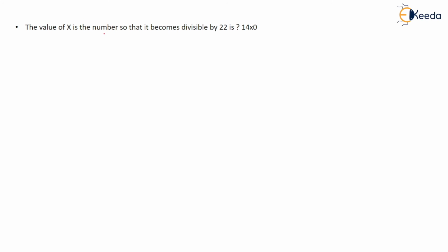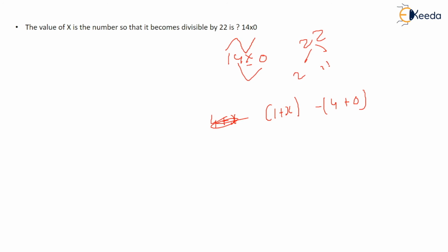They ask you to find the value of x in the number so that it can be divisible by 22. What they ask is, find the x value. So you know the divisibility rule, right? So what should x be in 1, x, 4, 0, so that 22 can divide it by 2 and 11, right?